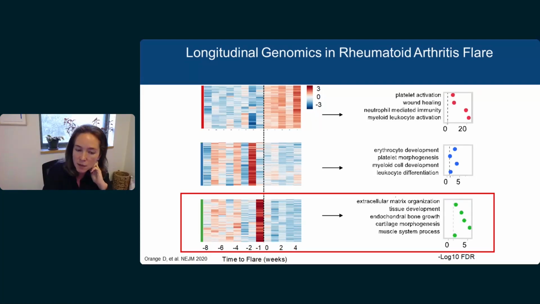And when we did pathway analysis on these genes, they were enriched for things like extracellular matrix organization, tissue development, bone growth, cartilage, and muscle system process. And we don't normally think of blood cells as having anything to do with these processes.